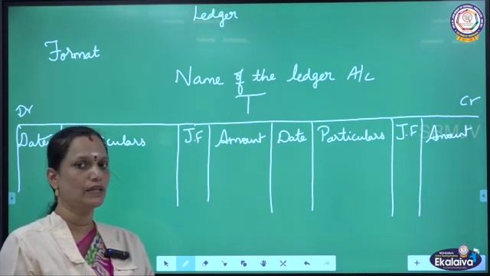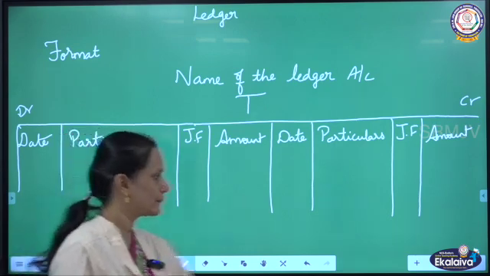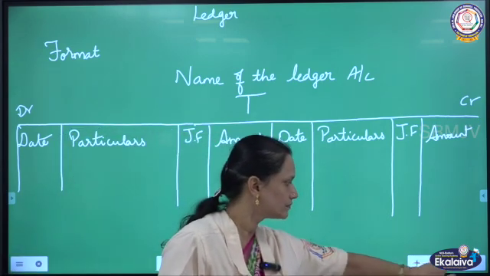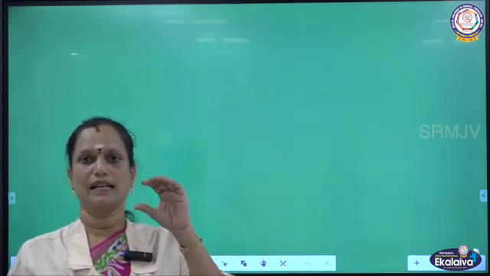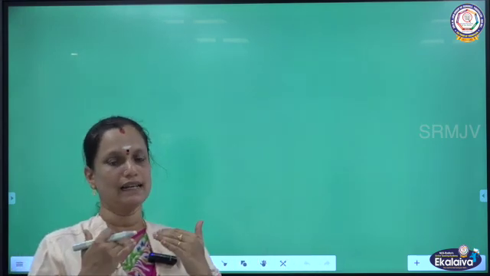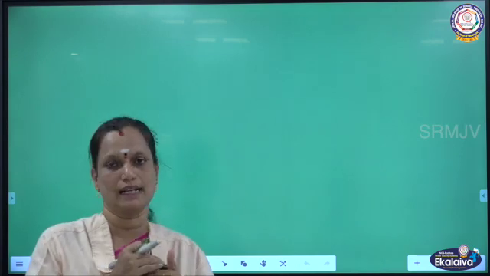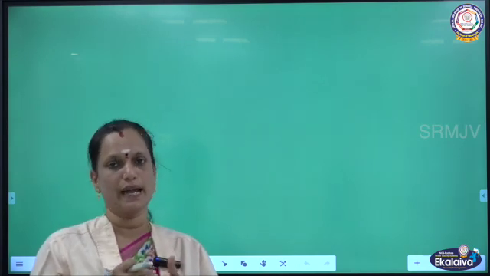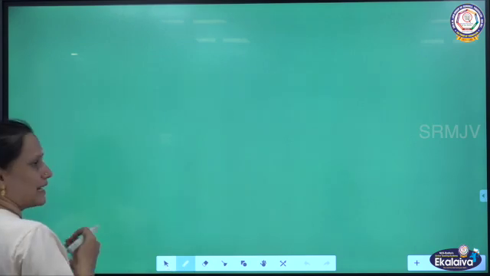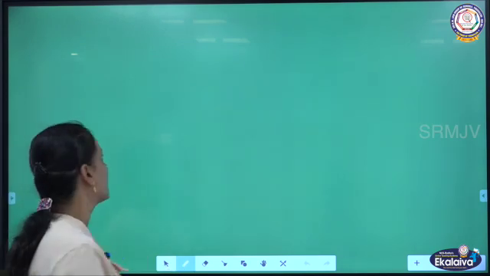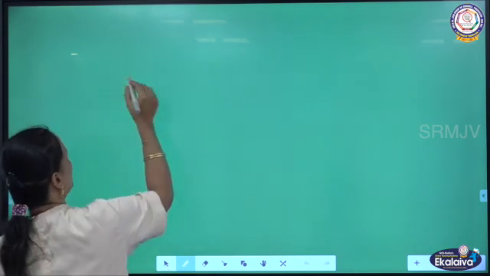Next we move on to the sum. Now I will tell you the transaction and enter it in the journal. After the journal only, I will enter the ledger. First we move on to the example problem. First I am going to do the journal.